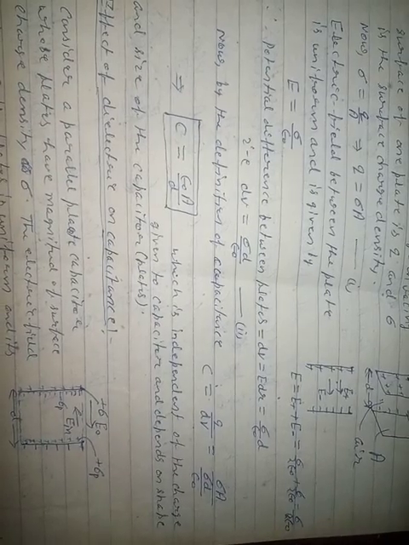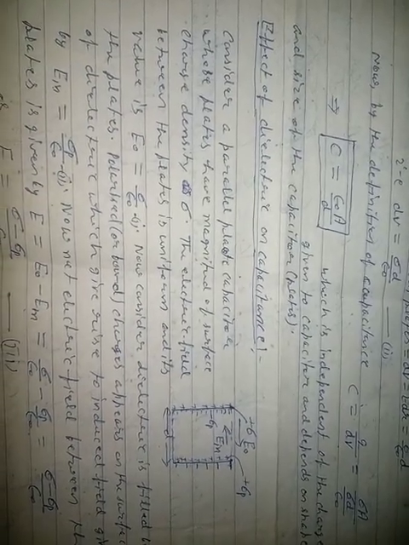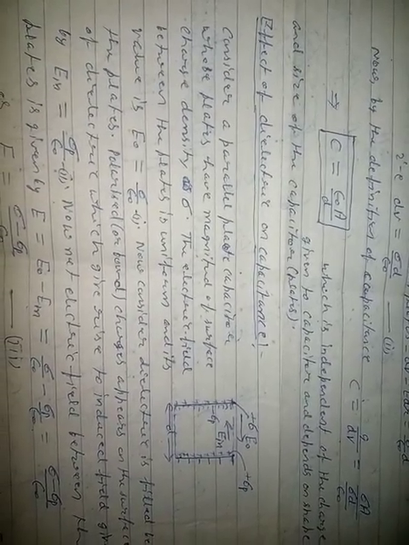Now by the definition of capacitance, C equals Q by dV equals sigma A by sigma d by epsilon naught. This implies C equals epsilon naught A by d, which is independent of the charge given to the capacitor and depends on the shape and size of the capacitor plates. Effect of dielectric on capacitance.